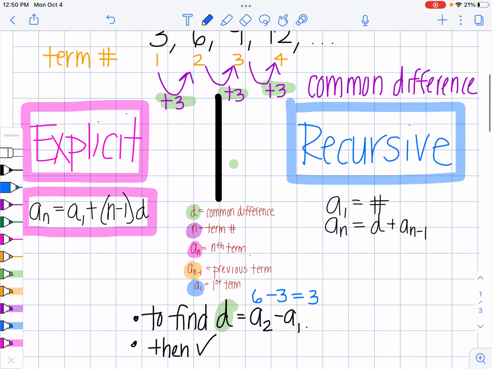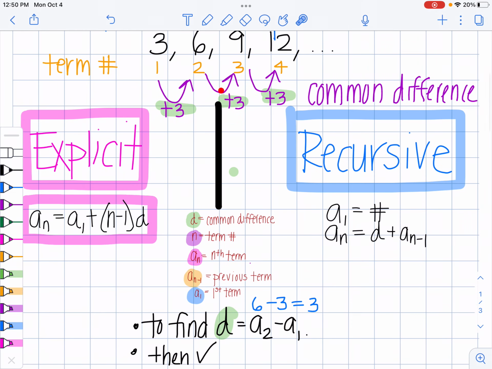And then I wrote then check. To get from my first term to my second term, did I add 3? To get from my second to my third, did I add 3? Why, yes, I did. To get from my third to the fourth, did I add 3? Yes, I did. You always want to make sure that the pattern is consistent because sometimes they do try to trick you and give you the first couple that are the right pattern, but then the next ones are not. So always make sure that when they give you a sequence of numbers that it follows the pattern that you think it has.